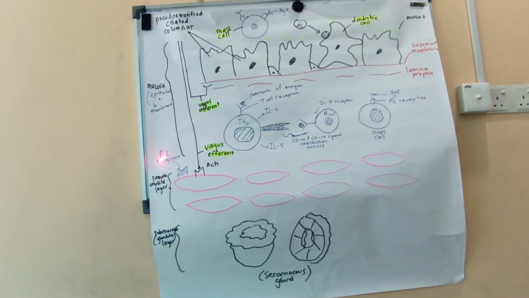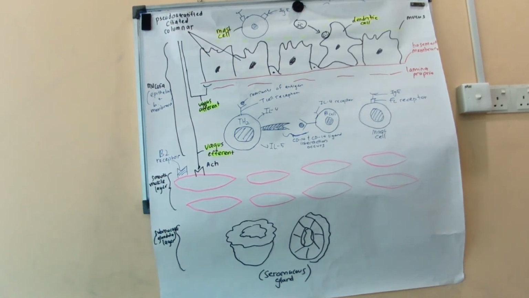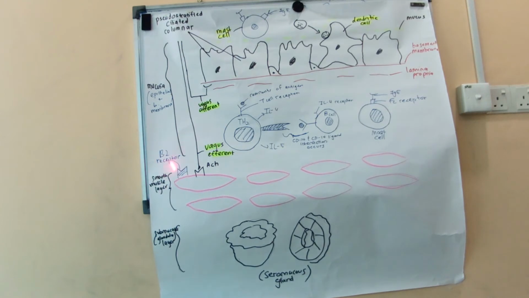However, they do have beta 2 receptors present on the smooth muscle. And when these receptors are stimulated, let's say you have adrenaline or noradrenaline stimulating this beta 2 receptor, this smooth muscle will actually relax.